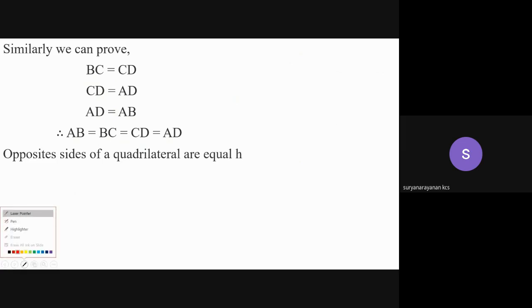Okay, my children. Therefore, AB is equal to BC is equal to CD is equal to AD. So, we have proved that all the sides of this quadrilateral are equal. So, we have proved the first part of that statement. Opposite sides of a quadrilateral are equal.